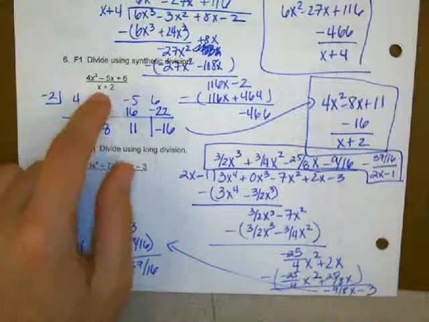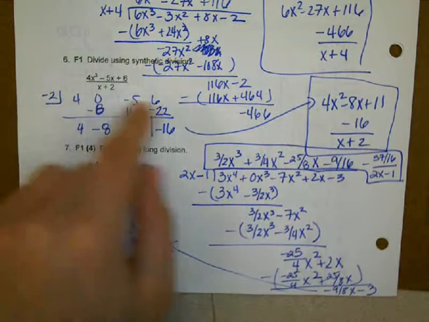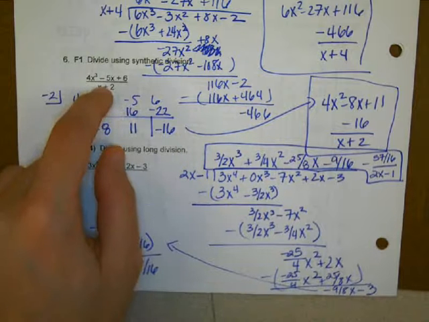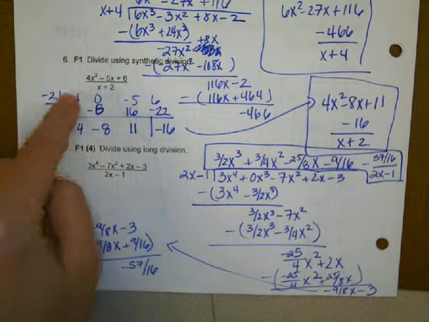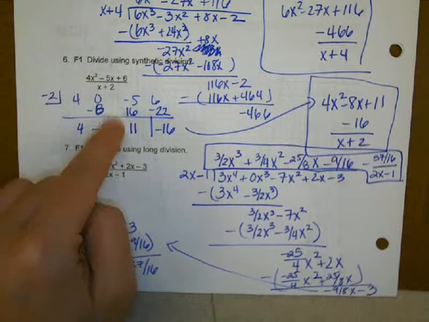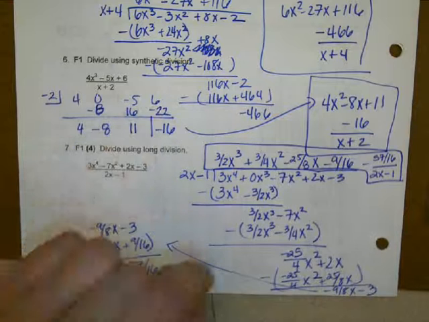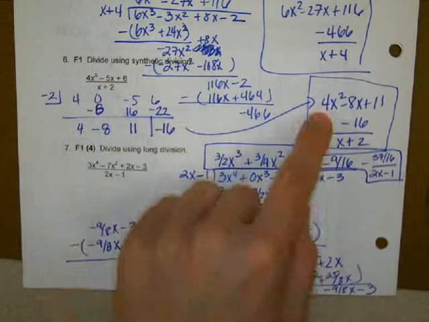Number 6, synthetic division. Remember, when you're dividing, it's the C value that goes in the box onto the left. List all your coefficients. If you're missing a term, make sure you put in 0. Then bring down the first. Negative 2 times 4 gives you negative 8. Add, multiply, add, multiply, add. So you end up getting this as your answer.